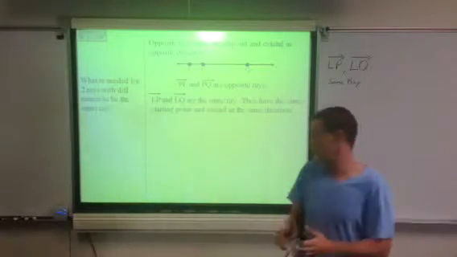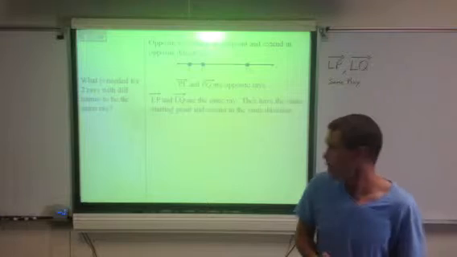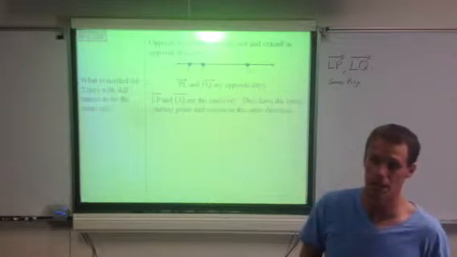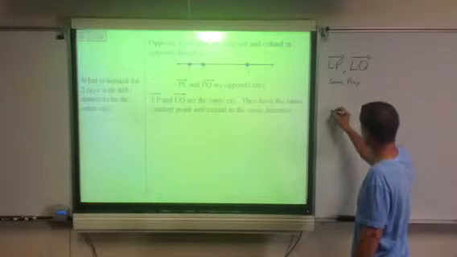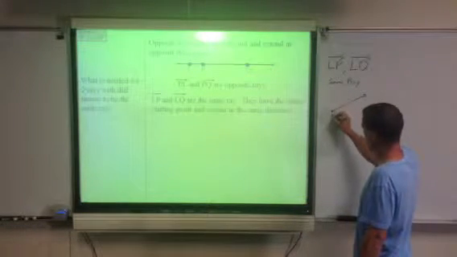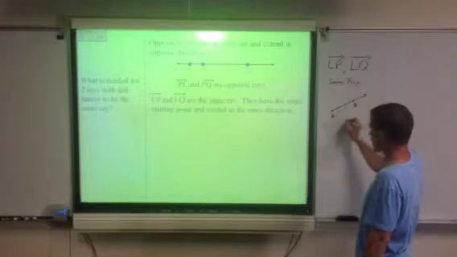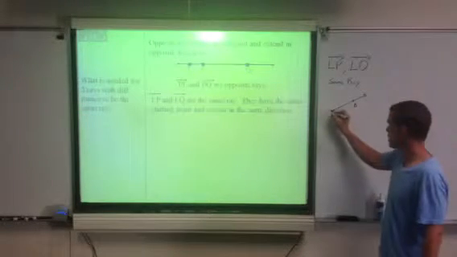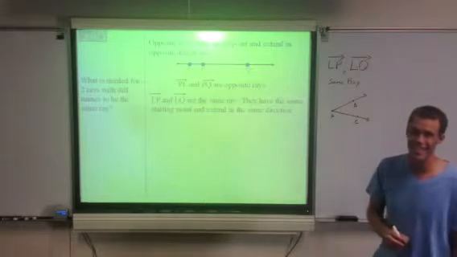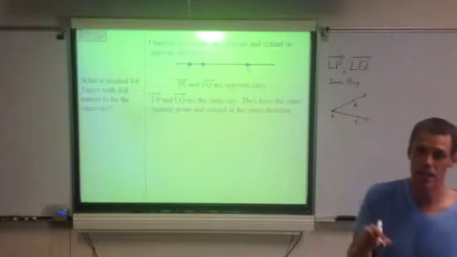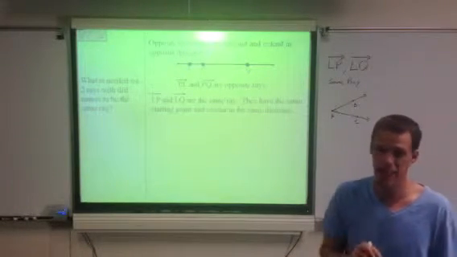Leads us to this question of, what do we need for two rays with different names to be the same ray? Here's ray AB. Right next to ray AB is ray AC. Ray AB and ray AC are not the same.